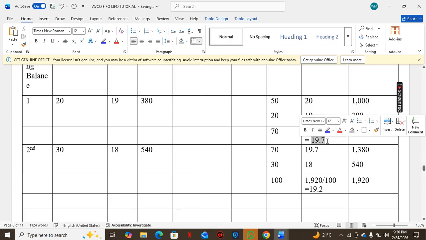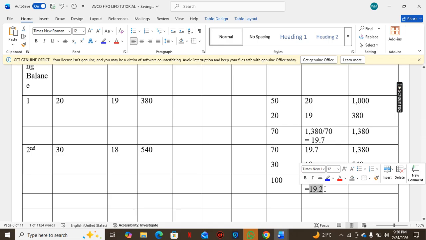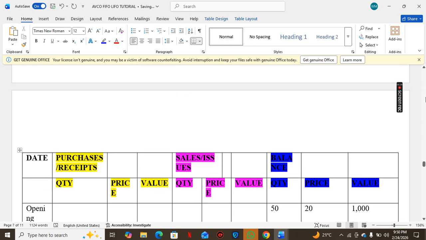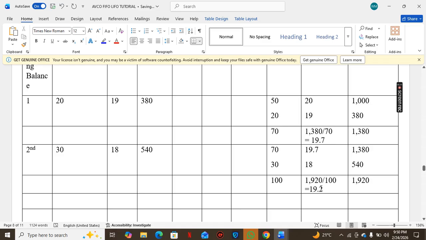So colleagues, have you seen? It was 19.7, now it's going down to 19.2. Most of the time, because I won't say 100% of the time, if the purchases are reducing, the average cost is also going to be reducing. If the purchases are increasing, the average cost is also going to be increasing. That's for AVCO.